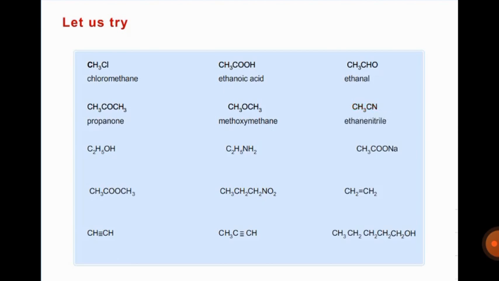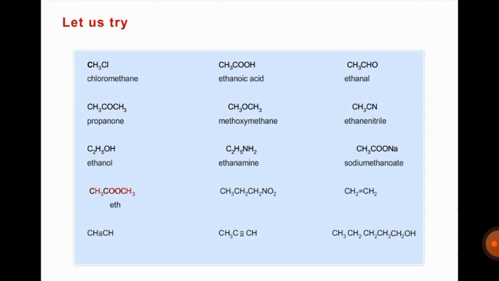First the root word is written, then the primary suffix, then the secondary suffix. That's how it goes. Eth, ane, nitrile. Here eth, ane, the e will be replaced by ol. Then here eth is the root word and amine is the functional group, but ethanamine, because the primary suffix is a must.